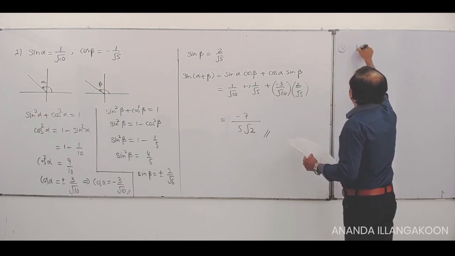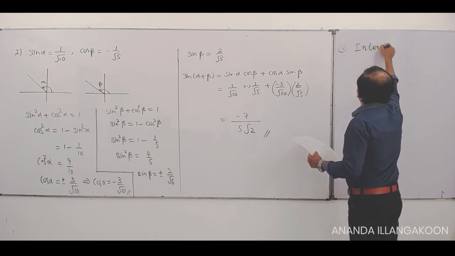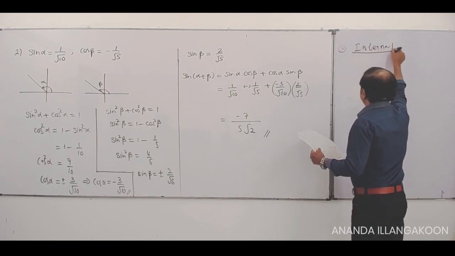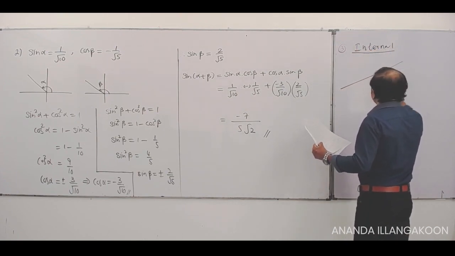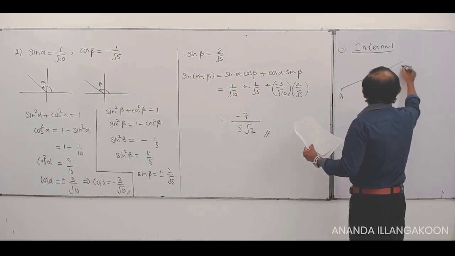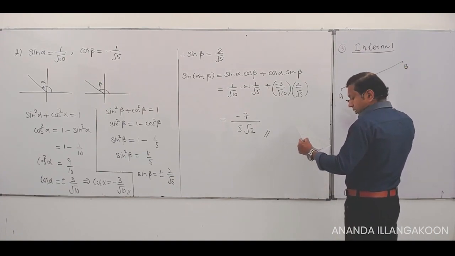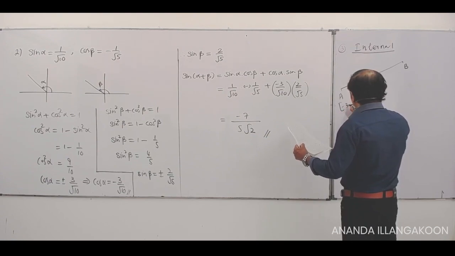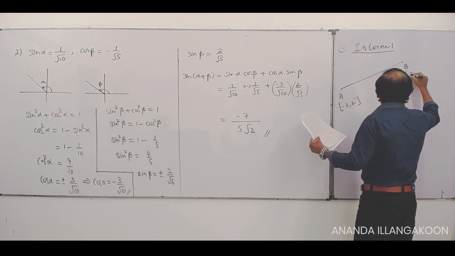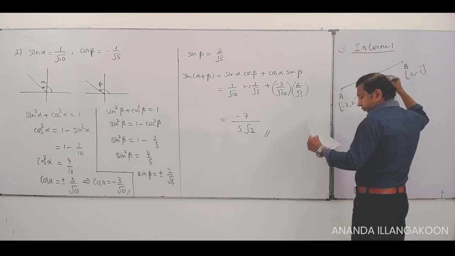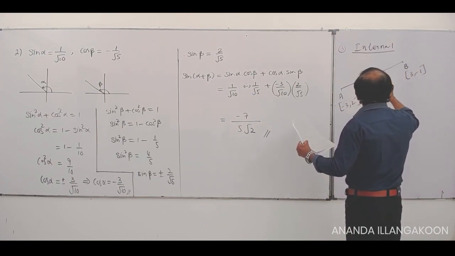First part, internal case. That means the point C is in between A and B. Here A, here B. A is minus 3 comma 2, B is 3 comma minus 1. Here we have C (x bar, y bar), ratio 2:1.